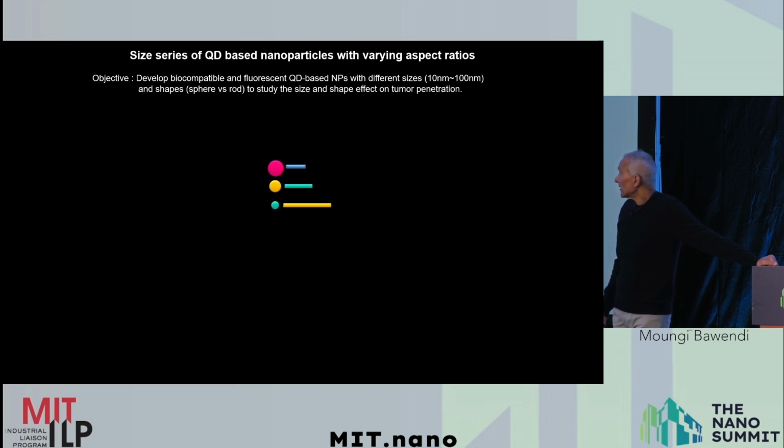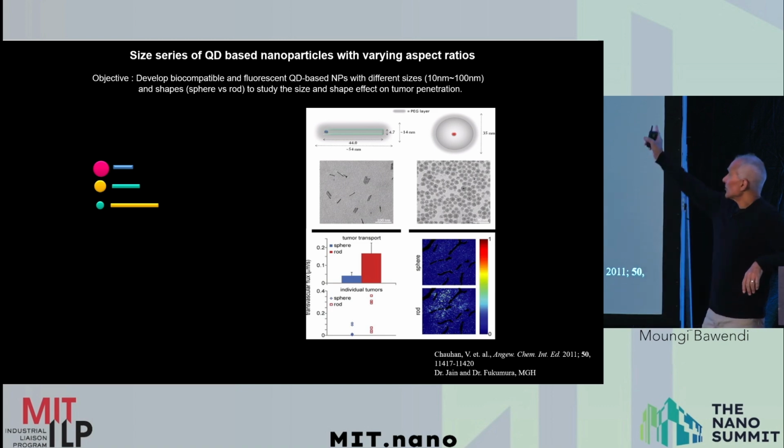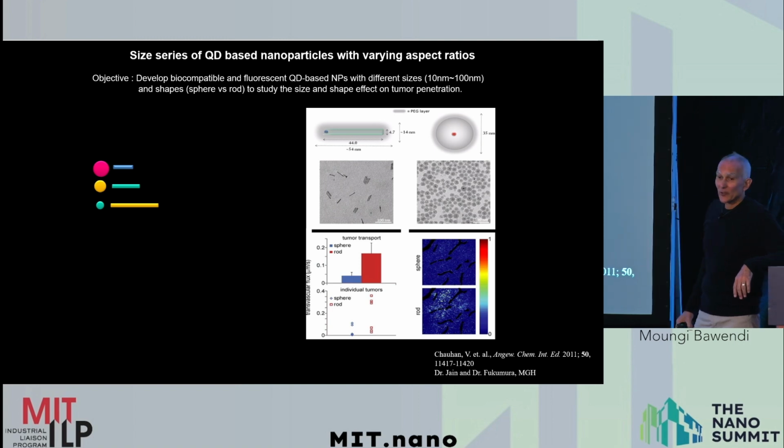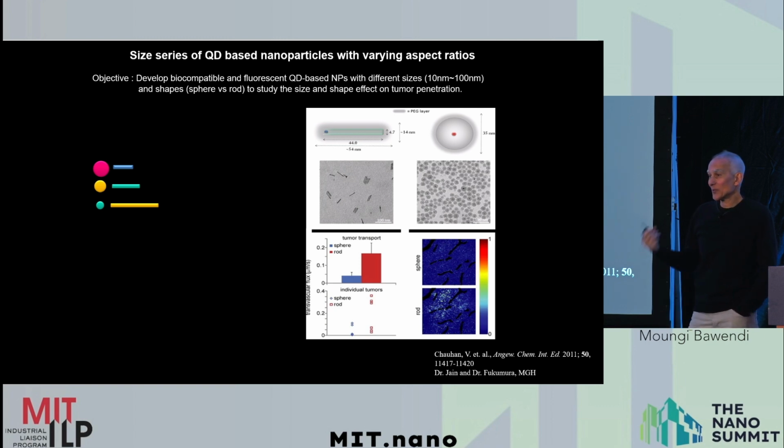Then if you look at the effect of shape also, so these are two particles of different shapes. The morphology is the same volume. But if you look at the rod one, it's pretty long, but it's pretty narrow, you find again that the tumor transport for the rod, the red bar here, is much better than the sphere, even though they have the same volume. So it's the small dimension that really matters in terms of being able to go through the vasculature and into the tissue and being able to diffuse.